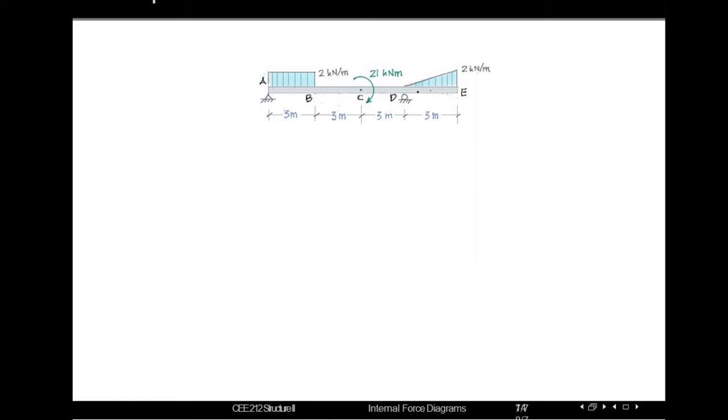Using the equations of equilibrium we have calculated the support reactions. We will get the support reaction here as positive 2. As we cannot see any inclined or horizontal forces along this AE beam, the value of AX will be 0. As there is a roller support, we will get a vertical reaction here of 7.